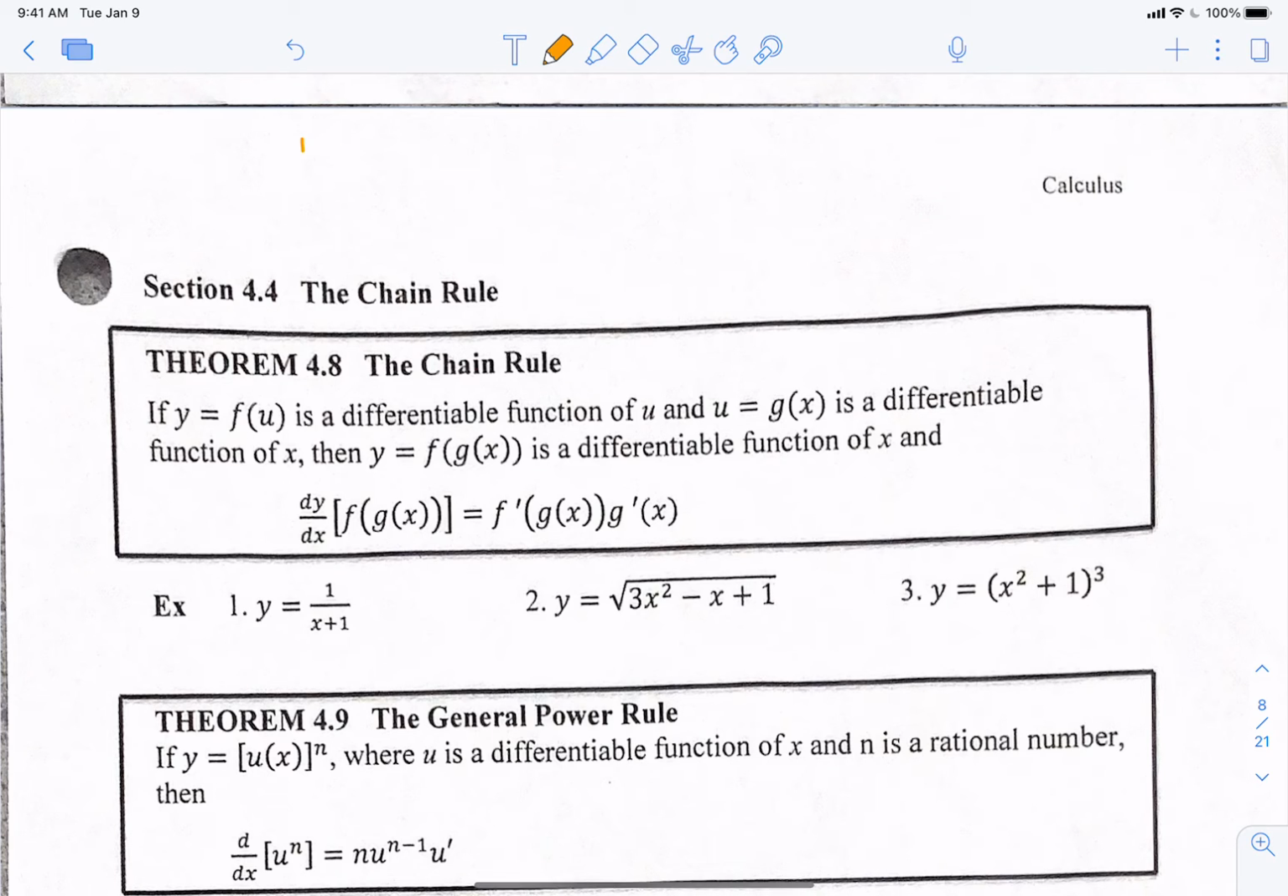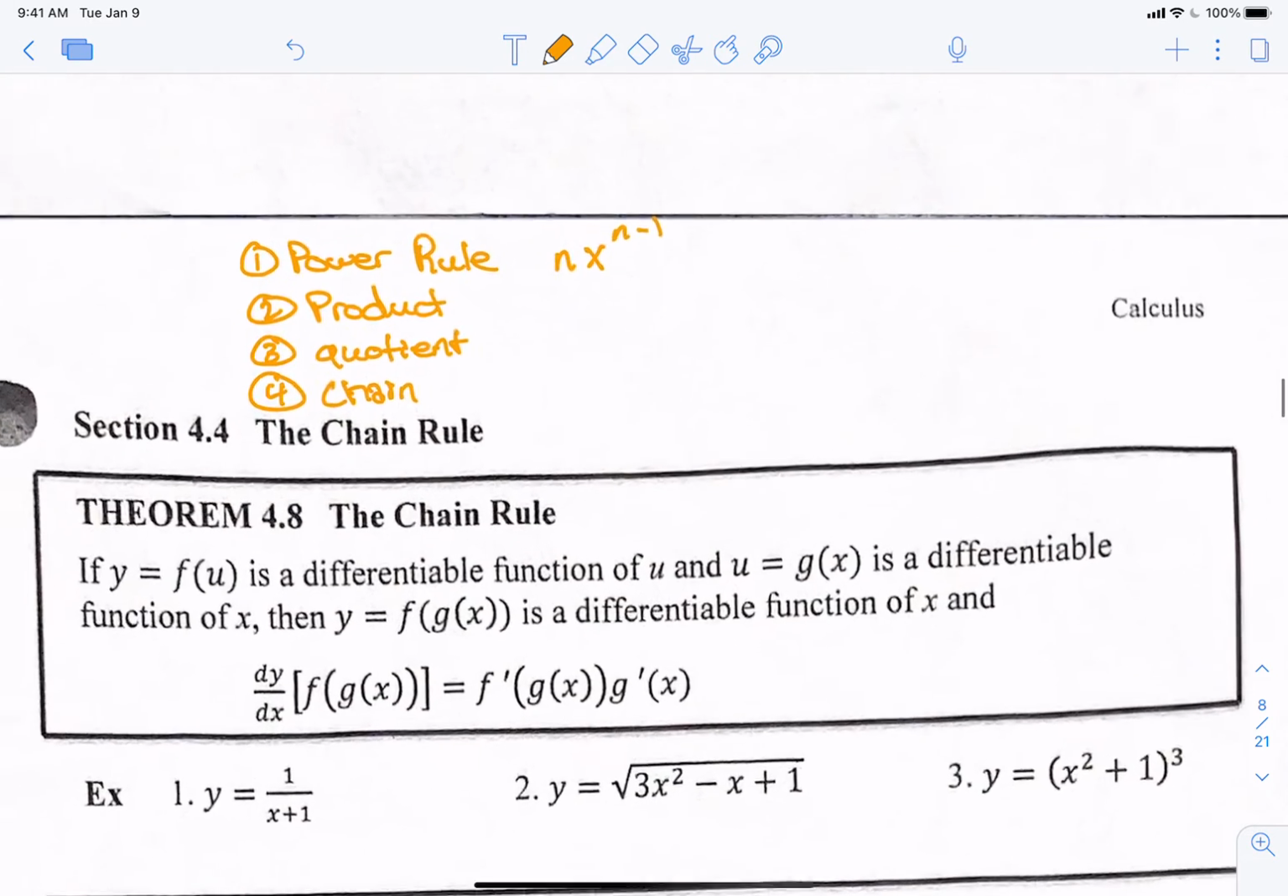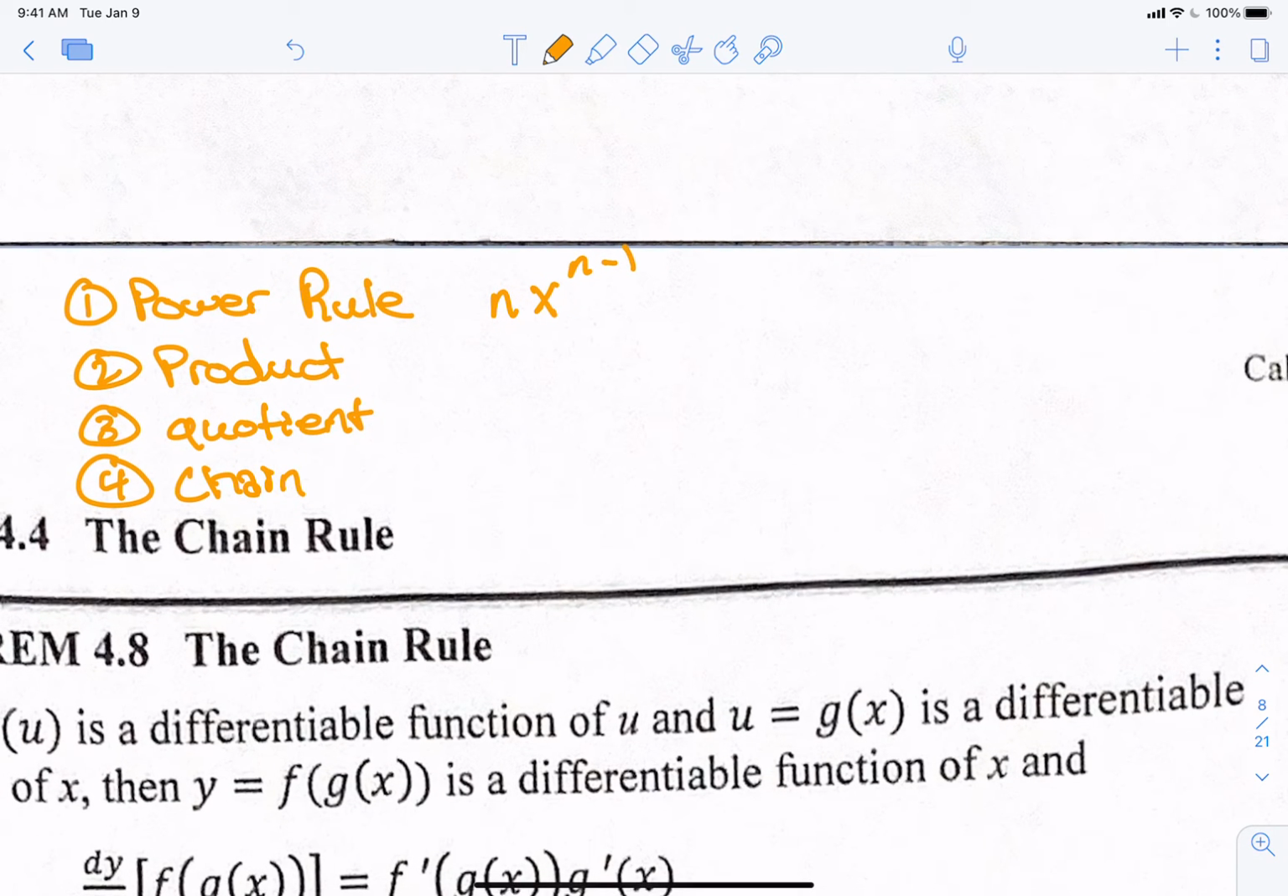The other ones that we've done already are the power rule, the product rule, and the quotient rule. And this is the chain rule. The rule for power: n x to the n minus 1. That's the rule for power, right? You drop the exponent down in front and you subtract 1 from the exponent.